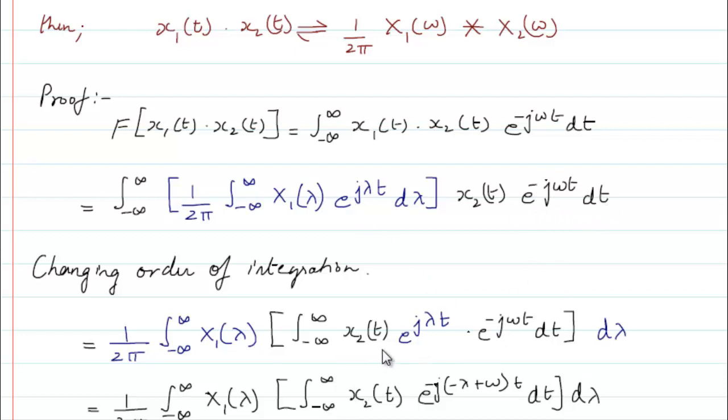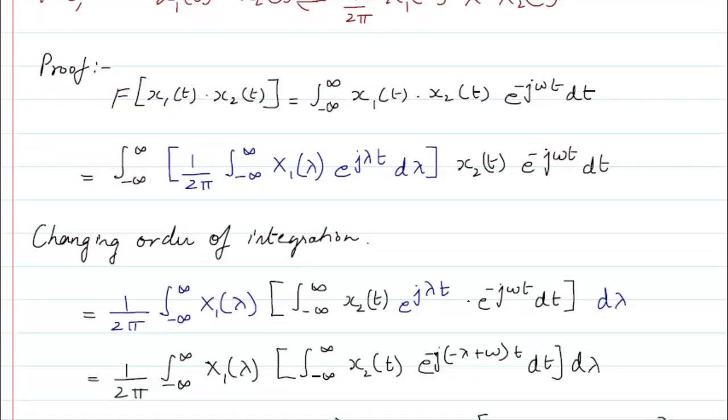So now you can see this whole function is a function of t, where these two can be joined together, and I will write them as minus j omega minus lambda plus omega t. I can write it as lambda minus omega, but I want a minus here. Why do I require a minus here?